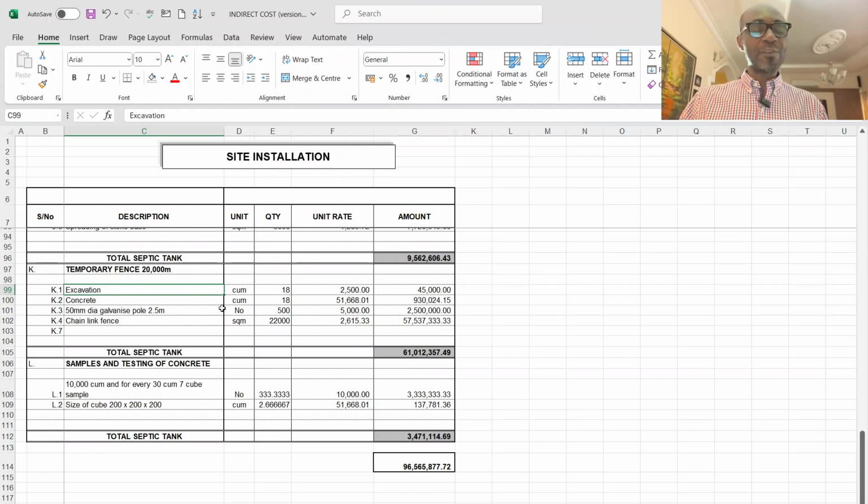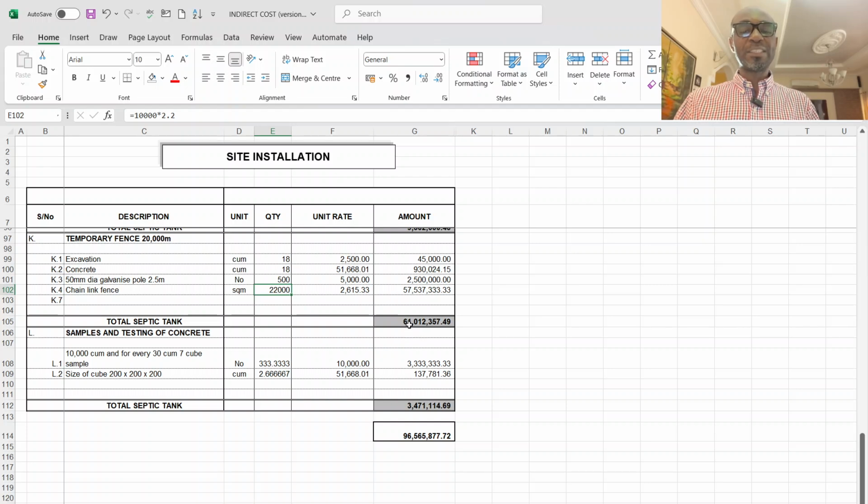Okay, the excavation, because it is a chain link fence. For a chain link fence, you have excavation for where the 3 meter poles will be mounted. Then the concrete to cast the 3 meter in place. Then you have 500 numbers of galvanized pole, 2.5 meter height. 500 will go into the ground, 2 meter will be remaining to receive the chain link fence. You have 61 million for that fence.